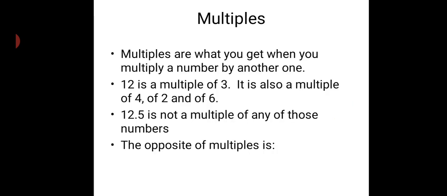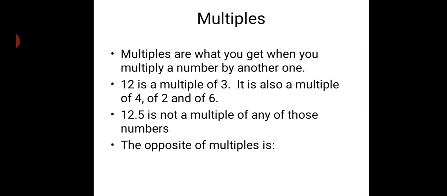Now we will see multiples. What are multiples? Multiples are what you get when you multiply a number by another number. That means the multiplication of two numbers gives a product, and the product is called a multiple. Now we will see that 12 is a multiple of 3. That means how does 12 come? 3 4s are 12, 2 6s are 12, 12 1s are 12. So 12 is the multiple, and 3, 4, 2, 6 are all factors of 12.